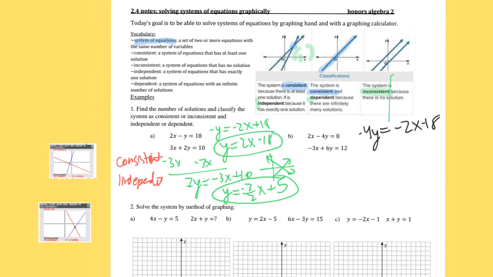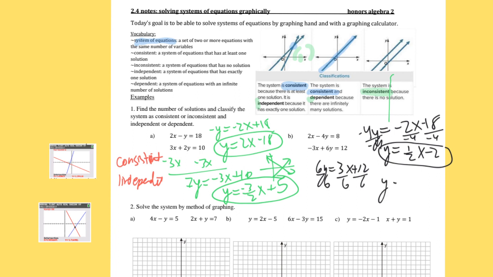Divide everybody by negative 4, so y is equal to, if you divide negative by negative, remember you get positive, so y is equal to 1/2 x minus 2. And then the next one, if you add 3x to both sides, you get 6y is equal to 3x plus 12. Divide everybody by 6, and you get y is equal to 1/2 x plus 2. Now notice, if you got the same exact equation, they'd have a whole lot in common. So be careful of your signs, okay?